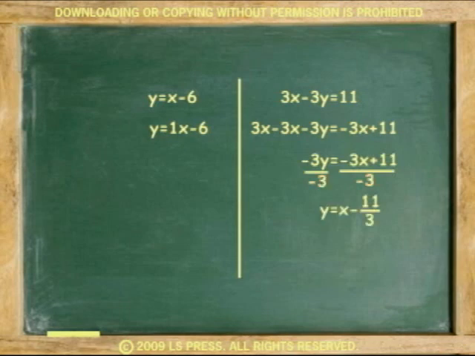The slope is 1. Because the slopes 1 and 1 are equal, the lines are parallel.